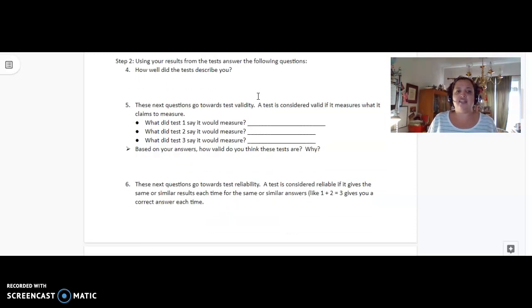All right, so now we get into the meat of the project, which is questions 4, 5, and 6, step 2. The first one, how well did the test describe you? This is where you get to go to self-validation city. You can tell me you hated this test and it has no idea who you are. You can tell me you love this test and it totally gets you. You can be somewhere in between. This is where you get to tell me your opinion about the test.